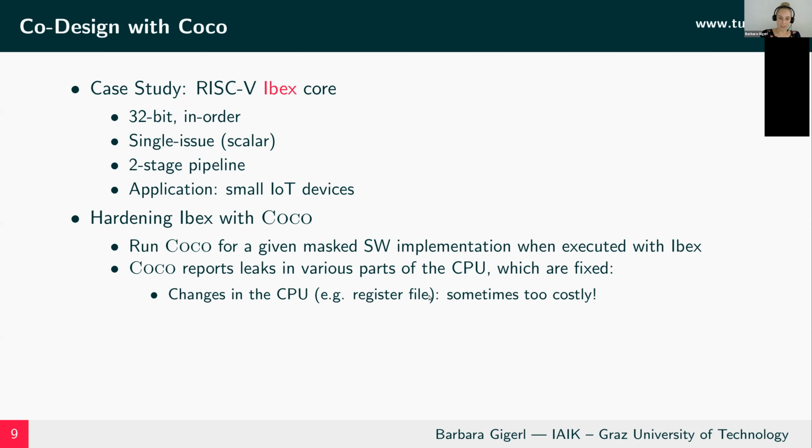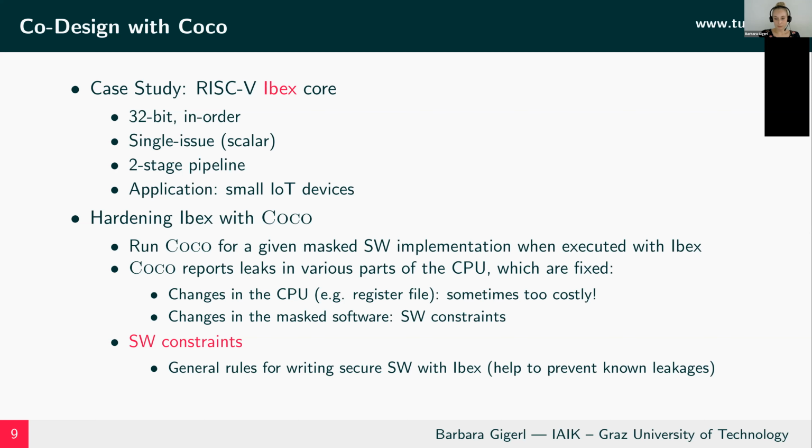But sometimes changes in the hardware are too costly and we rather want to adapt the software. And this is what we call the software constraints. The software constraints are basically a set of rules. And if these rules are followed by the programmer of the masked software, this already helps to prevent some known leakages. And of course, if the software does not meet these software constraints, Coco will report it by pointing out that there is a leak in a certain cycle at a certain gate.